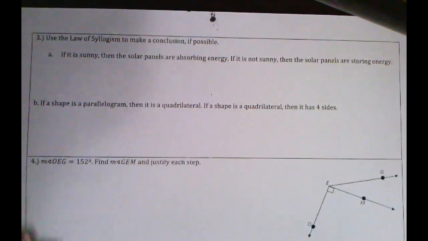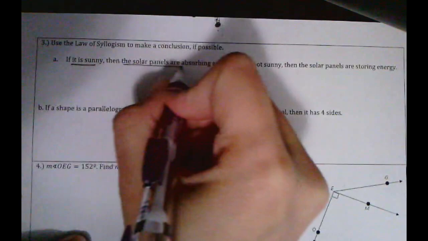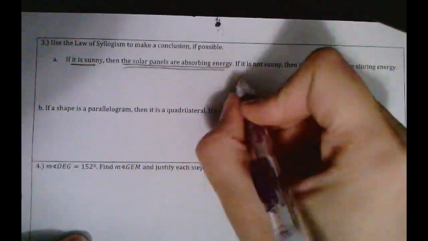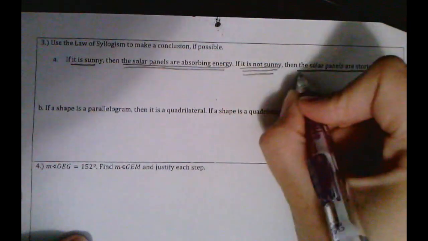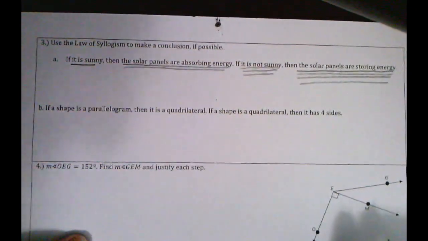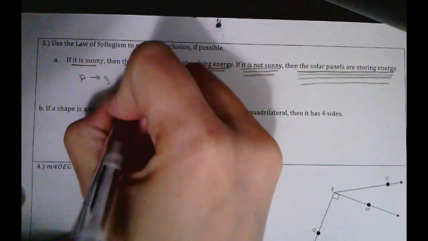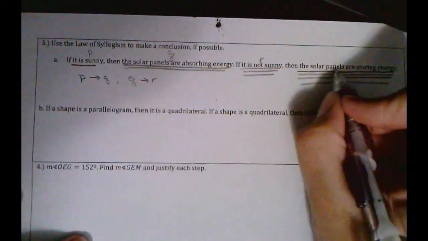Okay, law of syllogism is a little bit more complicated. If it is sunny, then the solar panels are absorbing energy. If it is not sunny, then the solar panels are storing energy. In order for us to use the law of syllogism, P then Q has to be true, then Q implies R has to be true. This is a P, this is a Q. This is not a Q. This is like an R, and this is like something else. And so we cannot use the law of syllogism here.